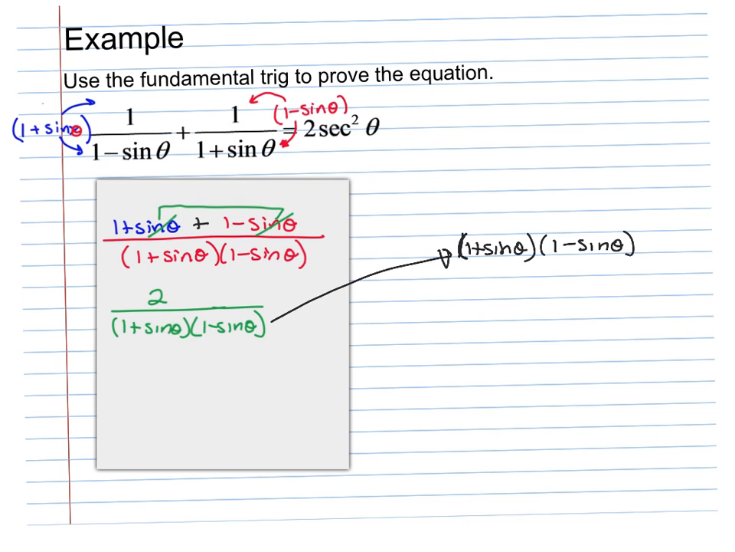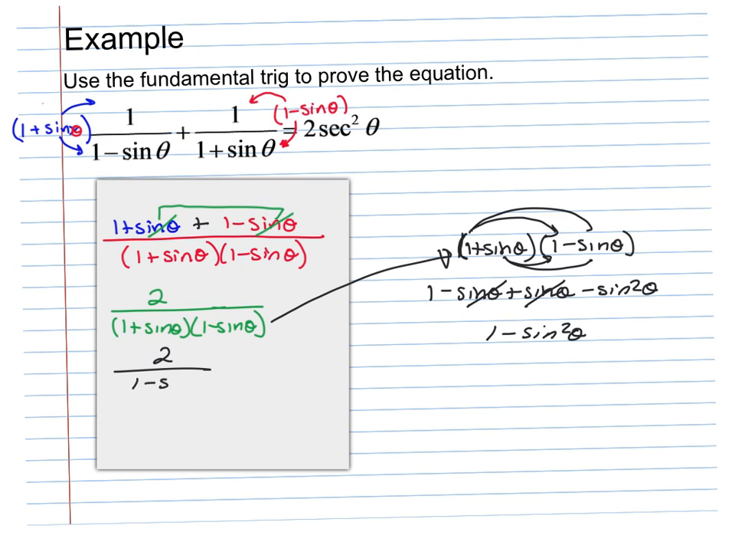And it's just to distribute. 1 times 1 is 1. 1 times that is negative sine theta. This one times that is positive sine theta. This one times that is going to be negative sine squared theta. These two are going to cancel away, and we're going to get 1 minus sine squared theta. So now we have 2 over 1 minus sine squared theta. And we know that 1 minus sine squared theta is equal to cosine squared theta. So now we have 2 over cosine squared theta.